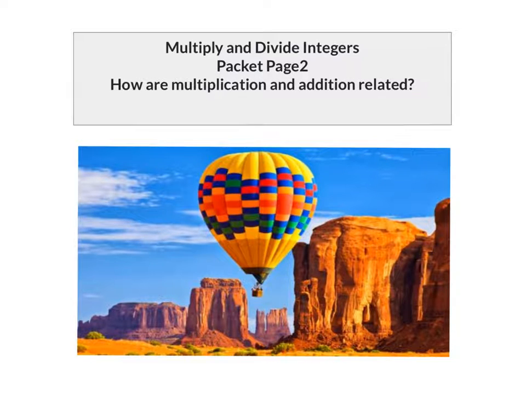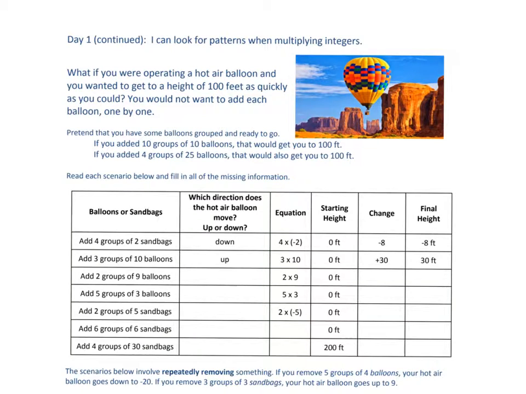Page 2. So we've established how multiplication and addition are related. Multiplication is repeated addition, or we could say skip counting by whatever number we're using. So in this problem, let's think about this hot air balloon. If this was the ground level, what's the fastest way to get to 100 feet as quickly as you could? The fastest way is to do groupings of balloons. The absolute fastest way to go from 0 to 100 feet would be to add one group of 100 balloons.